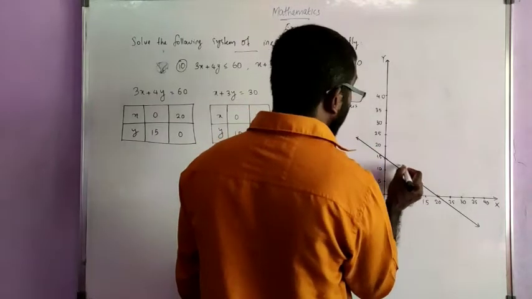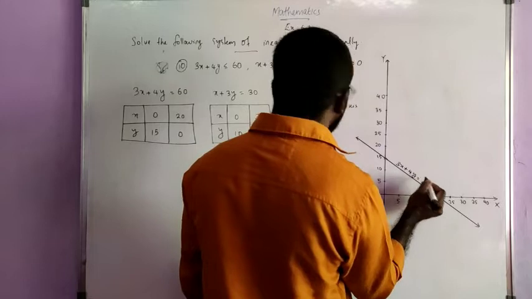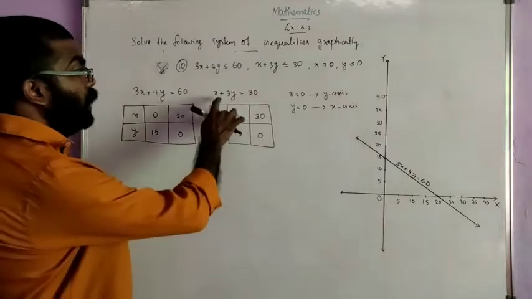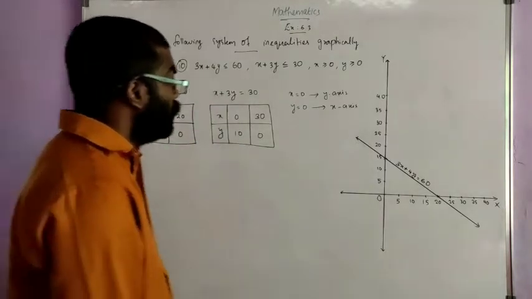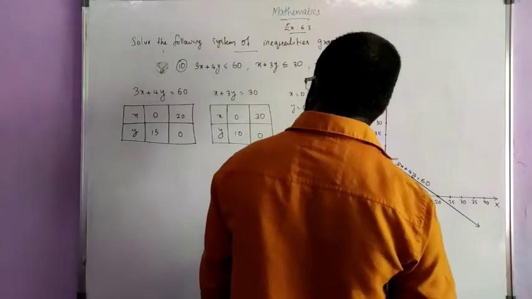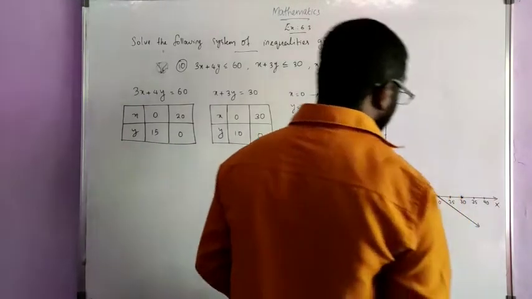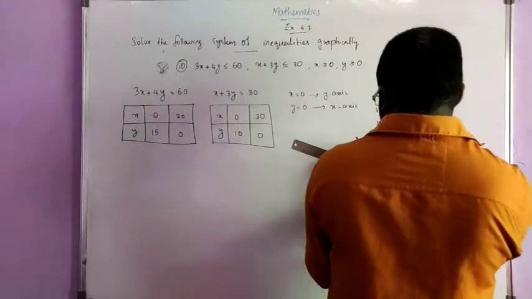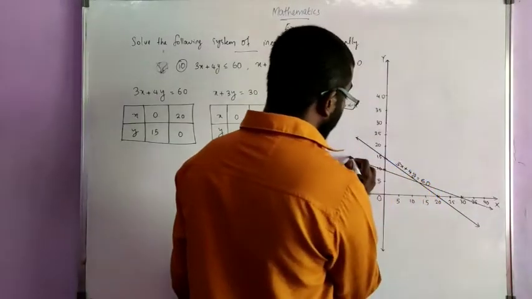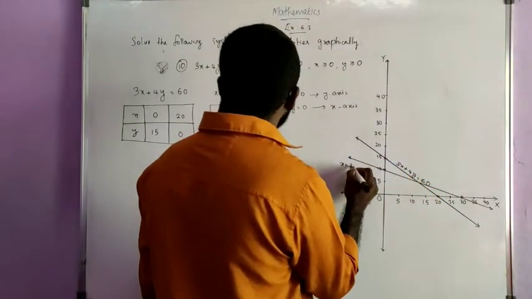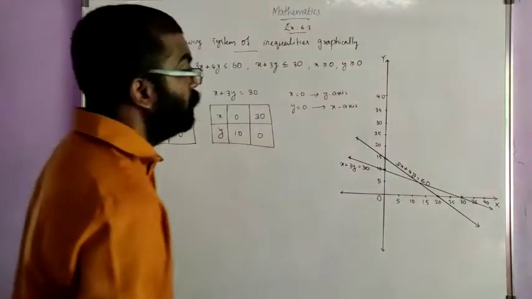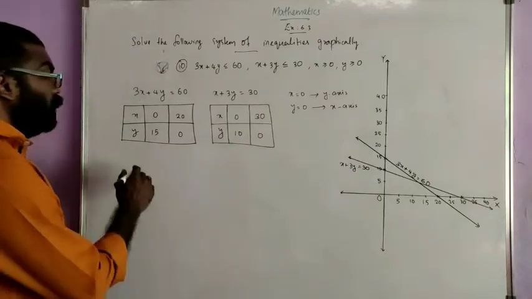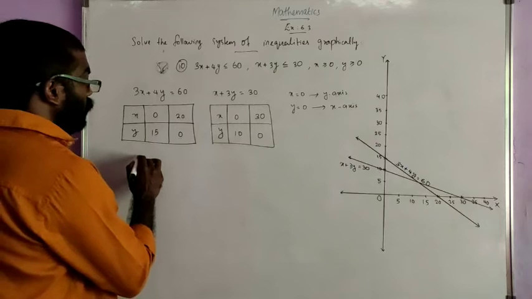So here we can write 3x plus 4y is equal to 60. And the second one is x plus 3y is equal to 30. First point 0, 10. Here 0, 10. Then 30, 0. Here also we can draw a straight line connecting these 2 points. Here we can write x plus 3y is equal to 30. Next is y axis and x axis. It's over. Now we can find the solution region.